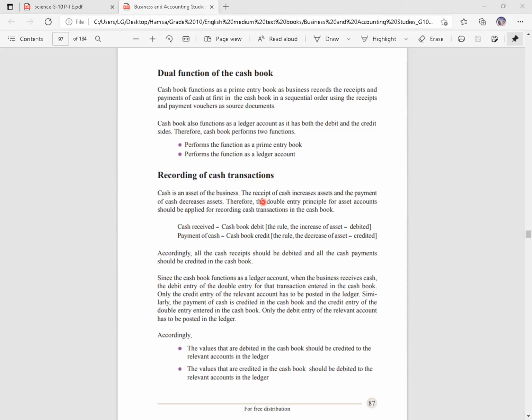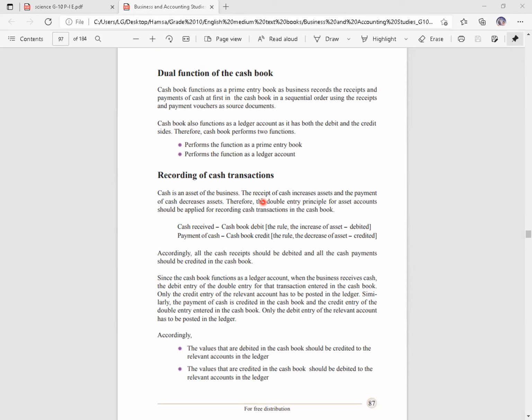So double entry principle. One transaction, you will be recording in two places, no? Debit and credit side of the two places. So that is double entry, right? So cash received, cash book debit. When you receive cash, you should debit the amount. The rule is what? The increase of asset is mentioned as debit.